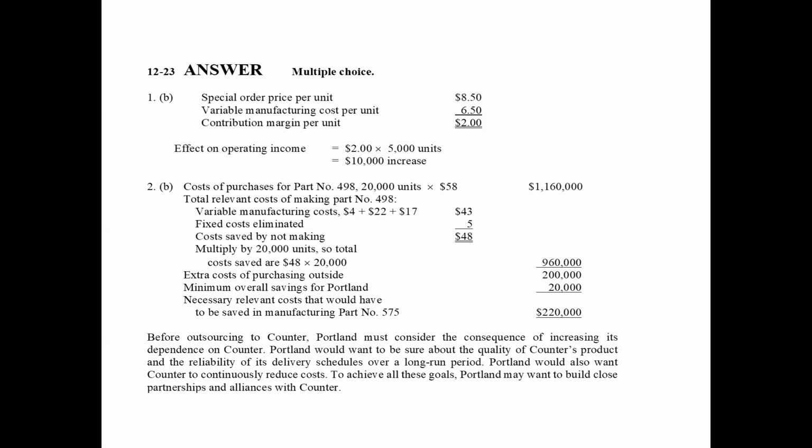What are some other considerations? And these considerations are pretty common for all outsourcing questions. Portland must consider the consequences of increasing its dependence on Counter. So part 498 now is being manufactured by an outside company. If they don't get the part to us, we can't produce our product. So we are going to rely on them, and that's something that needs to be looked at. They'd also want to make sure of the quality of the product they manufacture, and whether they are reliable in their delivery schedules over the long-term period.